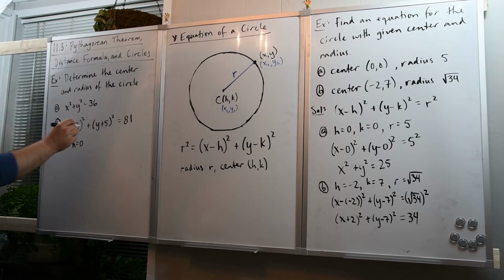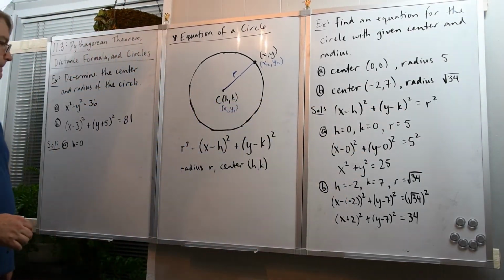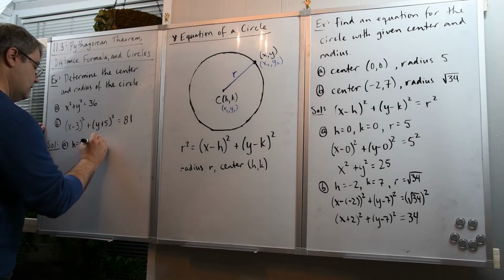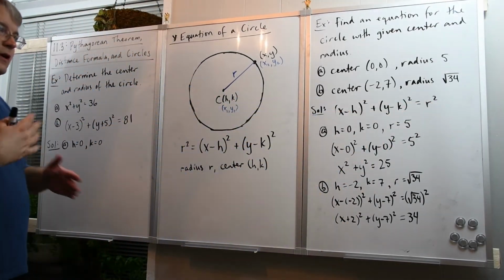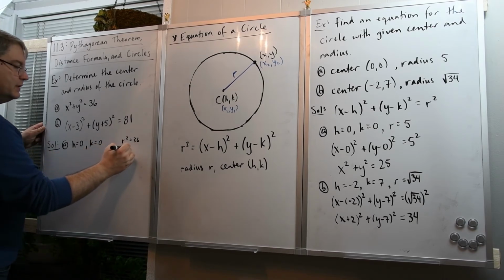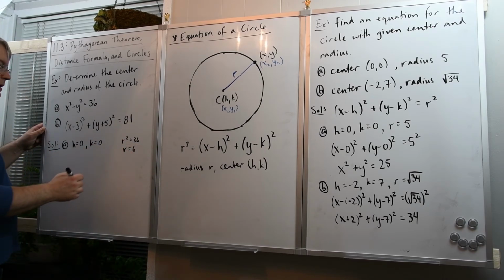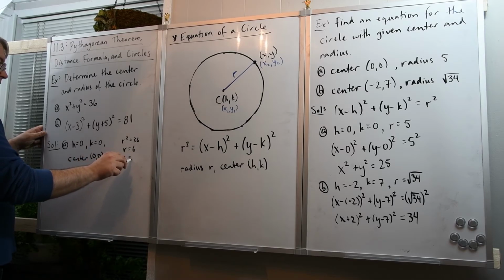And then we're going to have y squared. Y squared, compare it to y minus k squared. Well, it's going to match up if k is equal to 0. And then the 36 is the same thing as r squared. Well, if r squared is 36, take the square root of 36, you get r to be 6. So we're going to have h equals 0, k equals 0, r equals 6. That means that our center is at the origin, and the radius is equal to 6.